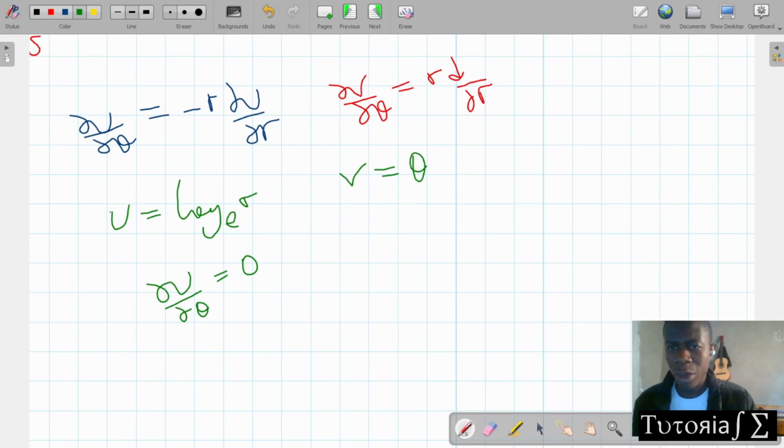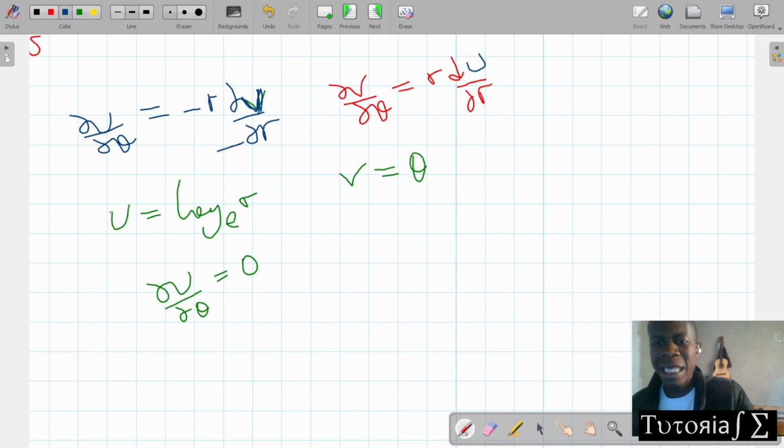This is v. The v, the r. Do you have any r in v? So this should be v, and this should be u. So du/dθ equals 0.